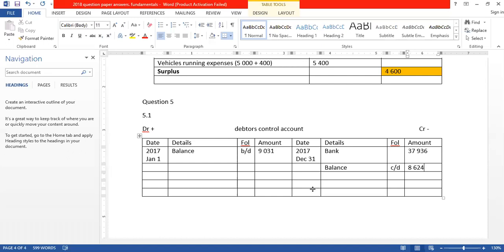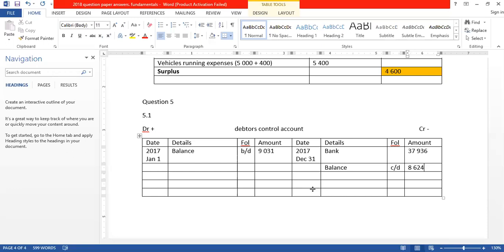Okay. Now another thing that I want to talk about is that when you speak of debtors, these are people that buy on credit. So you only record credit transactions in the debtors control account, meaning that if we had cash sales in here, then we could not have recorded the cash sales in the debtors control account. So we only record what has to do with credit sales only.